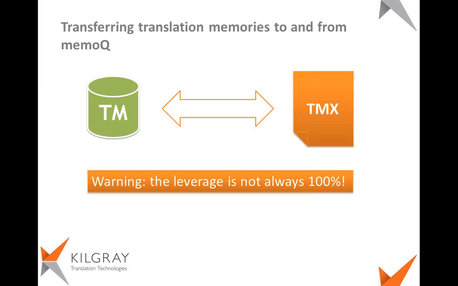Still, you need to know that there is almost always some loss of leverage involved in this process. For example, text might be handled differently in one translation tool. So if you import this very same Word document into two different tools, you may see different tagging. And this different tagging means that the translation memory will not correspond fully to the translation document.